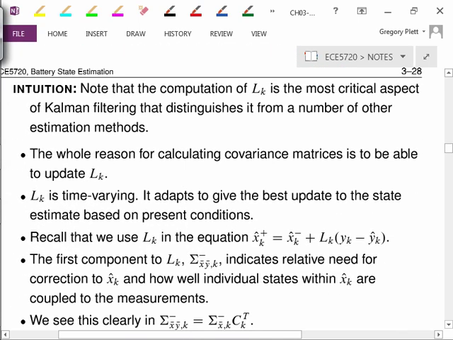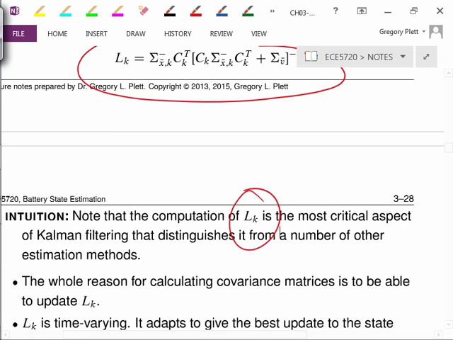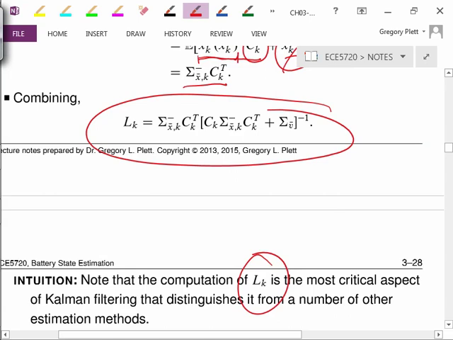The computation of this Kalman gain is really the most critical aspect of Kalman filtering that distinguishes it from other estimation methods. There are other feedback methods like Luenberger observers, and various different things that could be used to estimate a state, but the Kalman filter is optimal, and what makes it optimal is how we are computing this gain. We want a good filter, we want an optimal filter, so we compute this gain carefully, and we note when we derive it, there's the computation.